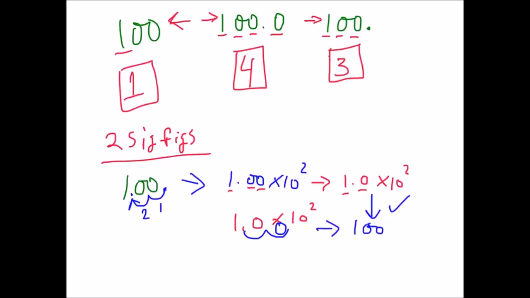Okay, so scientific notation provides us with a way to get the appropriate number of significant digits when a problem requires that. So if there's no other way to write it, change it into scientific notation. You need to be able to go back and forth between scientific notation and standard notation.